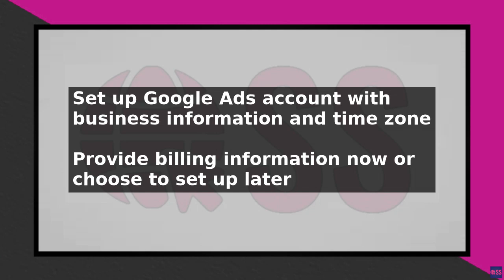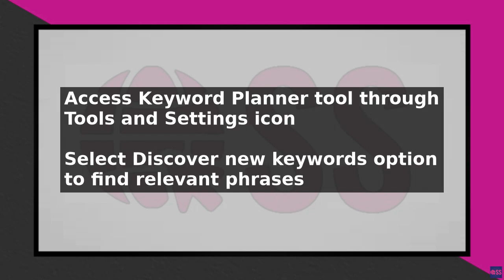After setting up your Google Ads account, you can access the Keyword Planner tool by clicking on the Tools and Settings icon and selecting Keyword Planner from the drop-down menu. The Keyword Planner tool is a powerful tool that helps you find keywords and phrases that are relevant to your business and that people are searching for on Google.